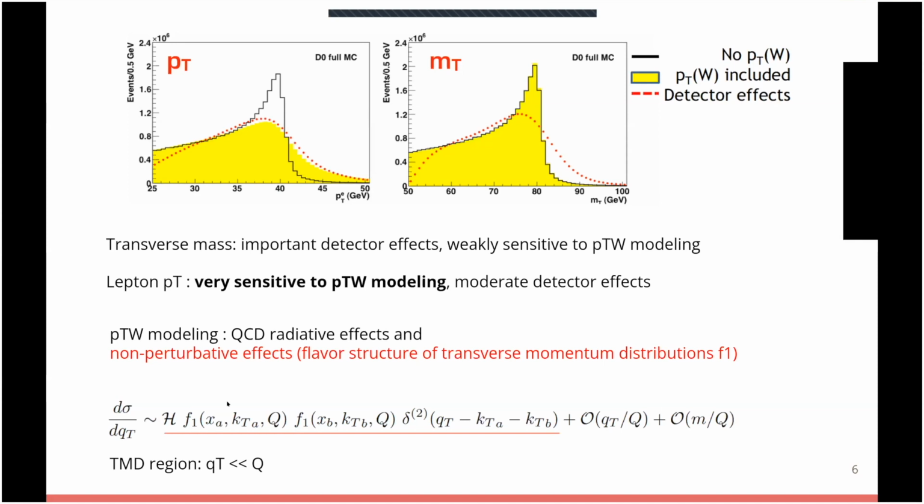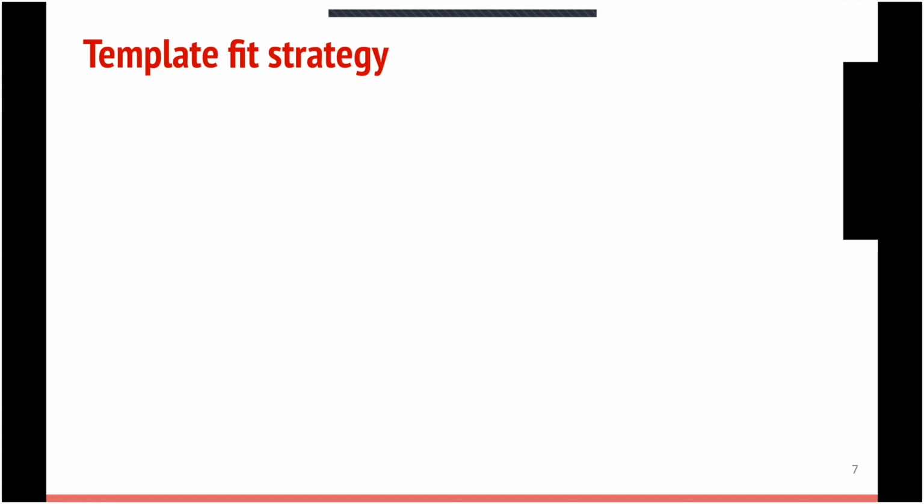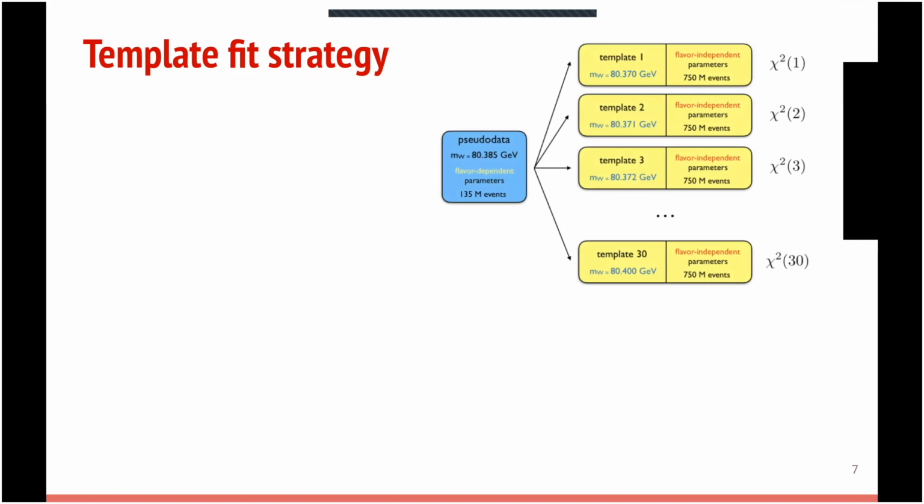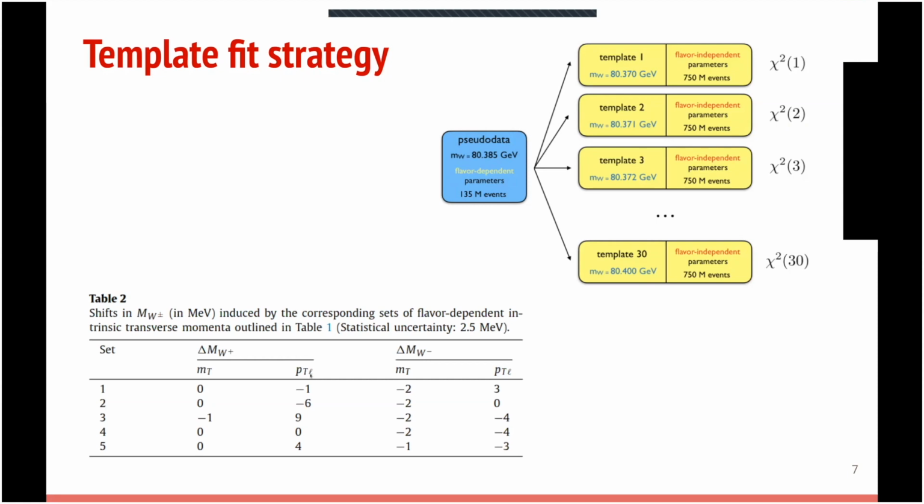So the strategy that we use to determine the impact on the W mass determination is a template fit, namely we generated pseudo data with a central value for the W boson mass and flavor-dependent parameters that describe the intrinsic transverse momentum of the quarks. And we compare them with templates with lower statistics, with higher statistics, with different values of the W boson mass, ranging plus or minus 15 MeV around the central value. Comparing pseudo data and the different templates, we determine that there can be an additional uncertainty on the determination of the W boson mass.